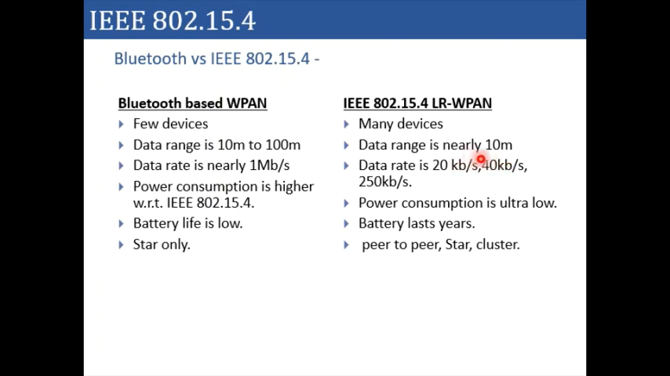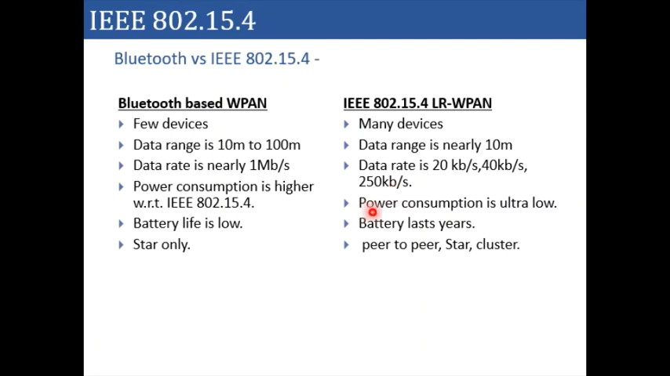Data range is nearly 10 meter because the objective of 802.15.4 based network is to conserve the power. So because of that, the data range is kept lower. Data rate is typically 20 kbps or 40 kbps or maybe 250 kbps. 20 kbps is for 868 megahertz band, 40 kbps is 915 megahertz band, and 250 kbps is for 2.4 gigahertz band.